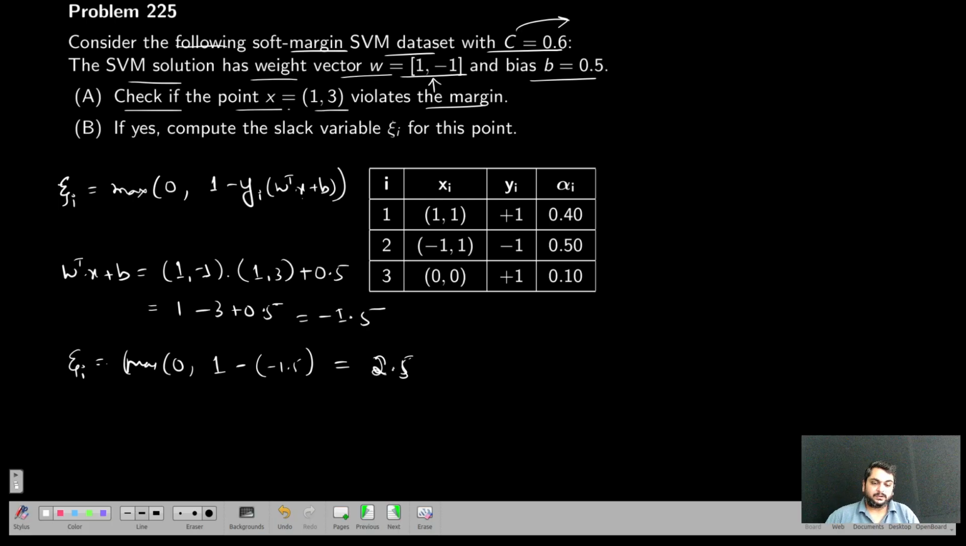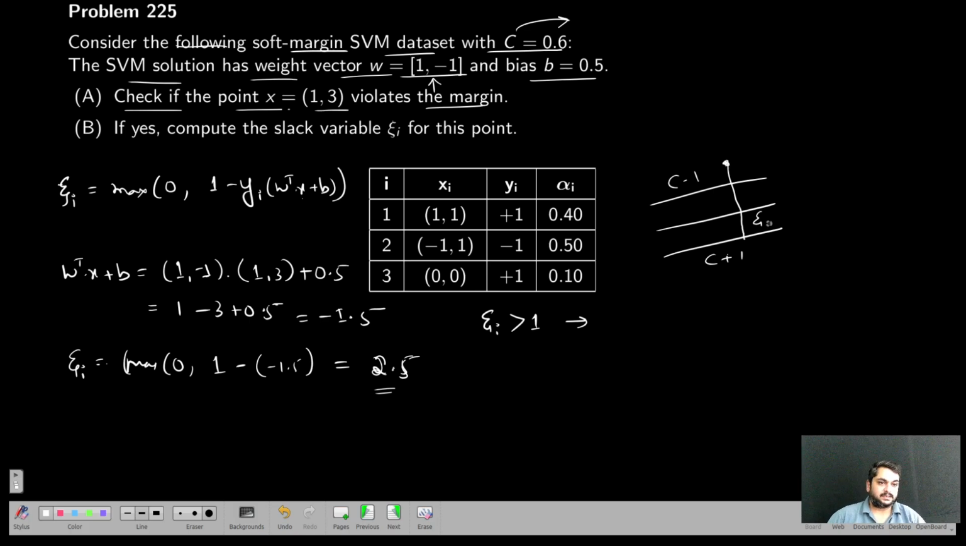So 2.5 means it is on the other side. If zeta i is greater than 1, that means it is on the wrong side of the boundary, completely on the other side. If you have a line like this, say this is class 1 and this is class minus 1, and a point is somewhere here, that is zeta i, beyond the margin also. If it was here, you would have had a correct classification. So it has crossed the boundary, so it is misclassified. So it violates the margin, yes. And you also calculated the zeta i value.